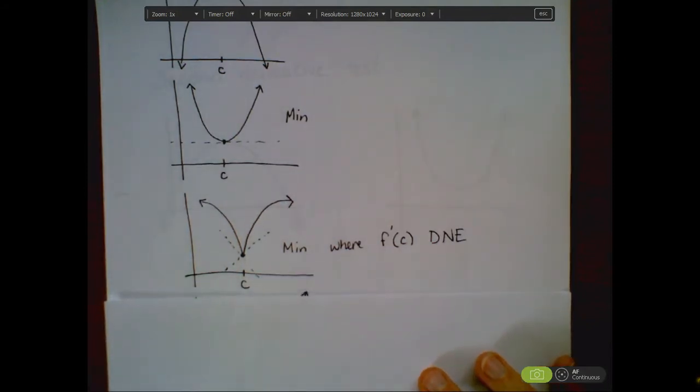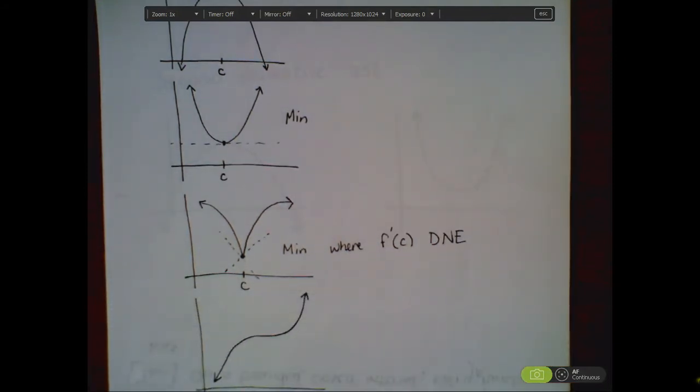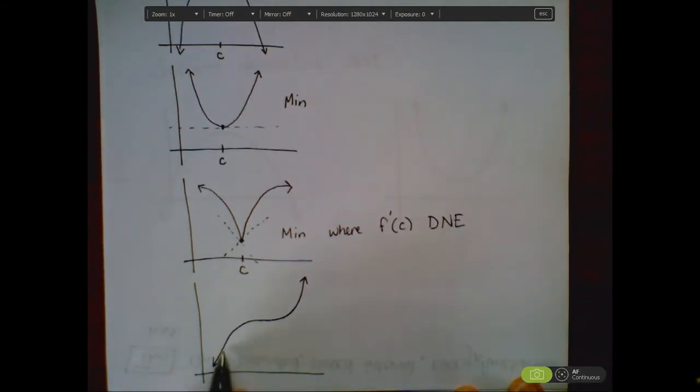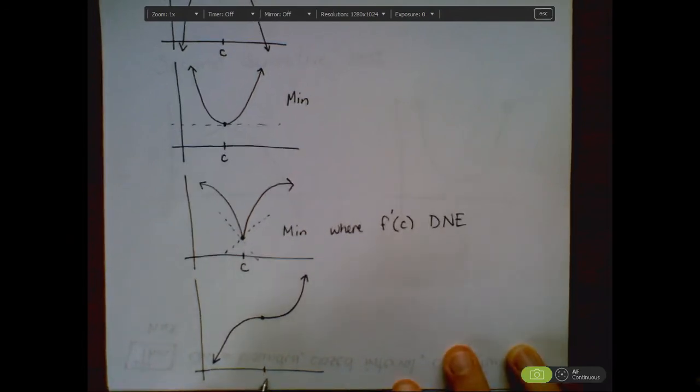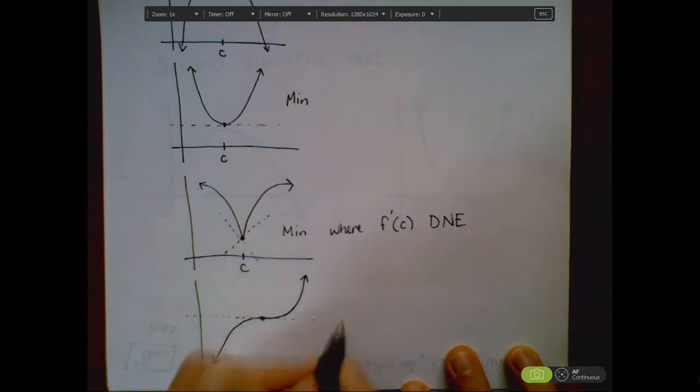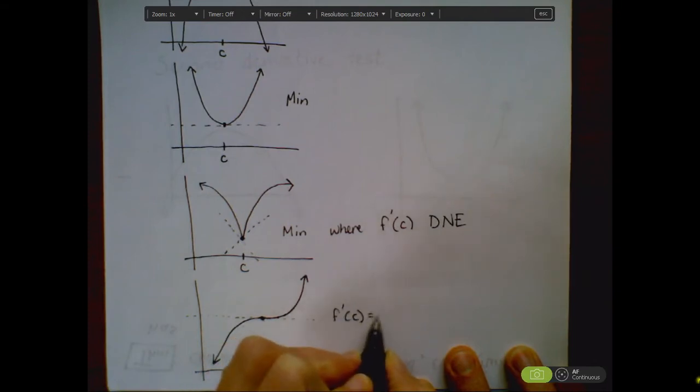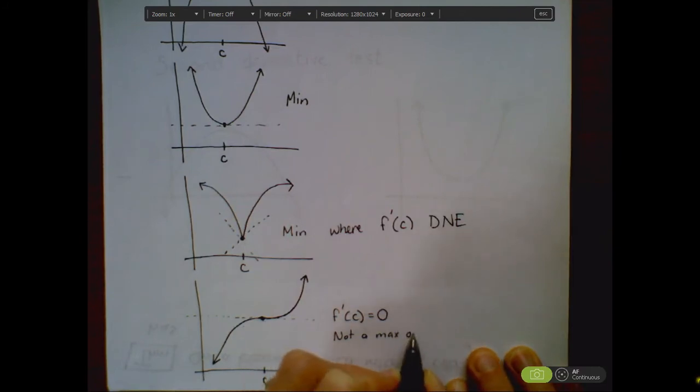Finally, the tricky part comes when, here's an example of a graph. It's a continuous graph where the derivative is equal to 0 right at this point c, but notice that it's not a max or a min, that this is something that we might call a dud. The tangent line right at that point, I know it crosses the graph at those points, but right there, it's flat. The derivative is equal to 0 right here. So here we have f prime of c is equal to 0, and it's not a max or a min.